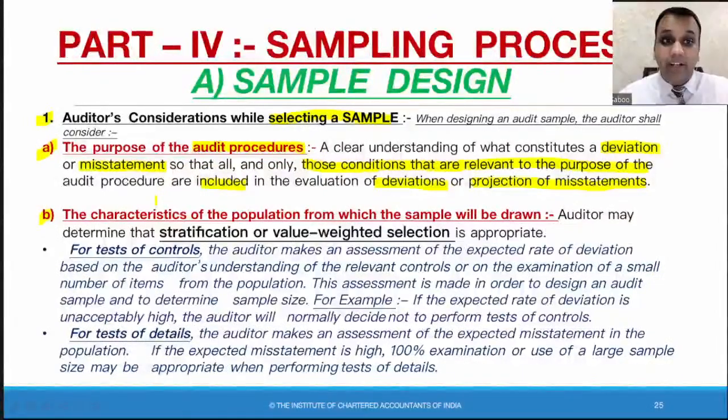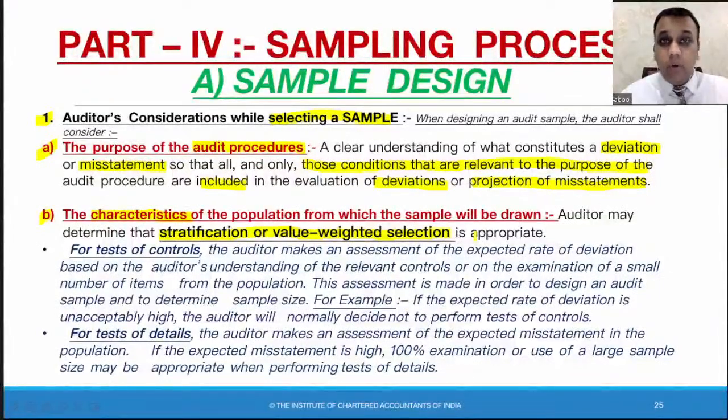Now, the characteristics of the population from which the sample will be drawn. We have discussed what characteristics this population should carry: appropriateness, completeness, reliability, right? So the auditor may use stratification or value weighted selection procedures as per the case. We'll come to it in the next slides. In one or two slides, we'll come to it. What is stratification or value weight selection basis?